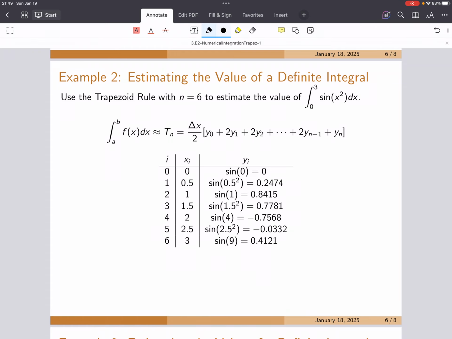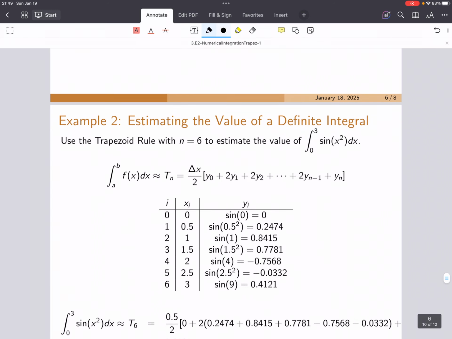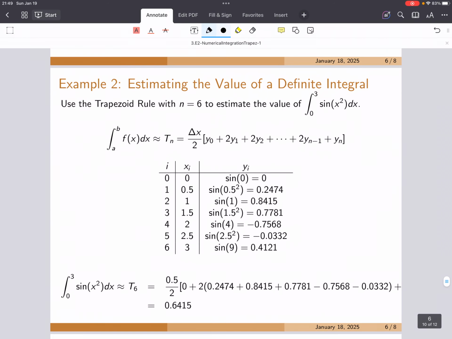And now we can use the trapezoid rule to put things together. That's already done on the next page, because all the numbers are just sitting right in front of us. So our estimate by using the trapezoid rule with 6 intervals is equal to delta x. Our delta x was 0.5. And then we use all of the y values. We use the first one once, so we use 0 once.